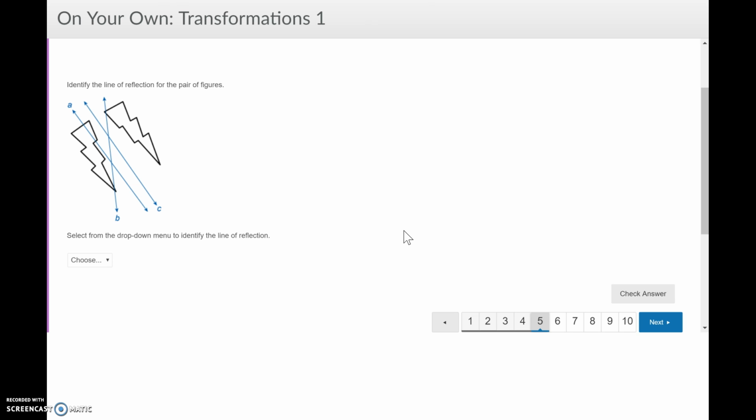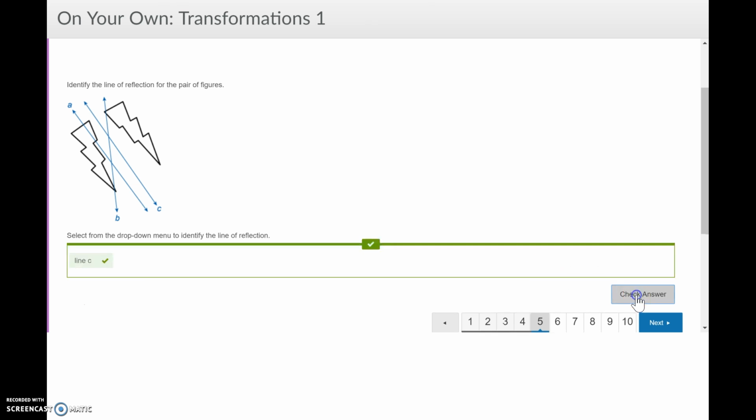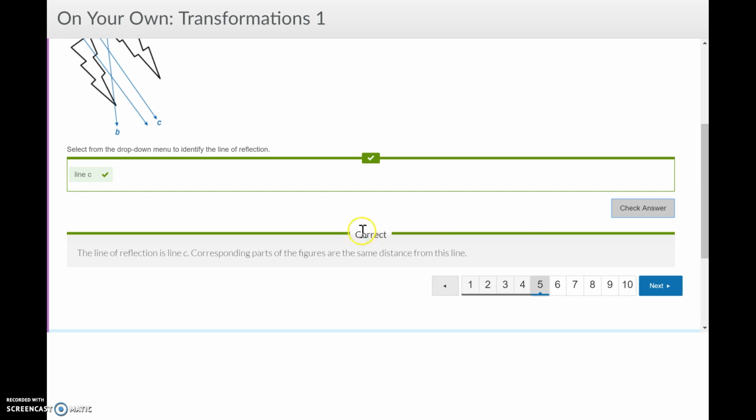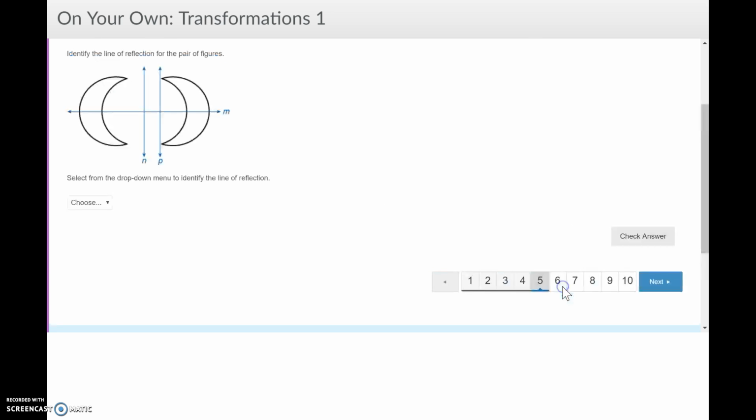All right, now identify the line of reflection. Remember, when you reflect, the two figures are going to be the same distance away from the line of reflection. So here is touching one of them but not touching the other one, so it can't be B. A is going through one, not going through the other. That's not the same distance, so it has to be C. Great. Yep, and notice it says about the same distance.